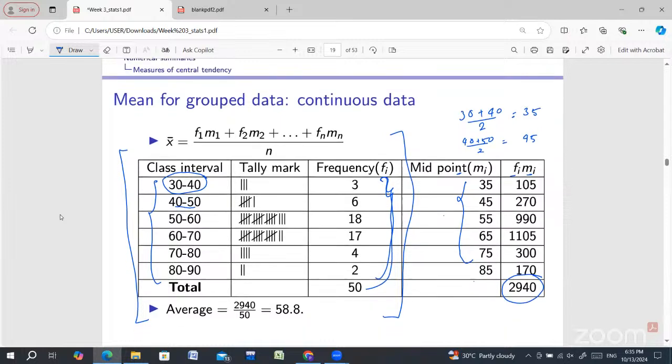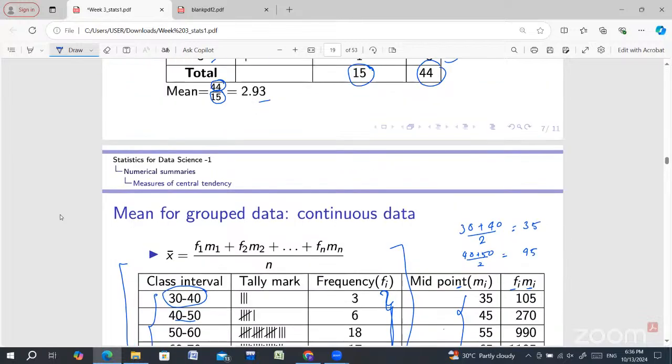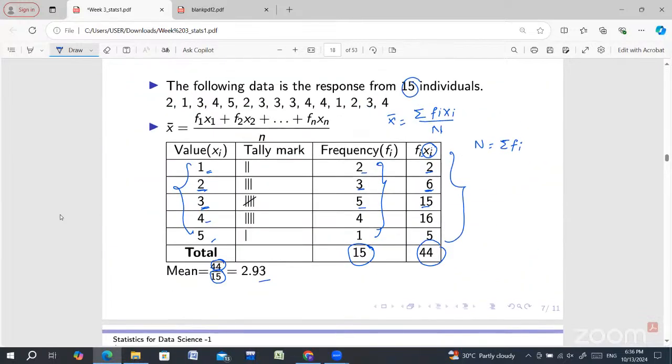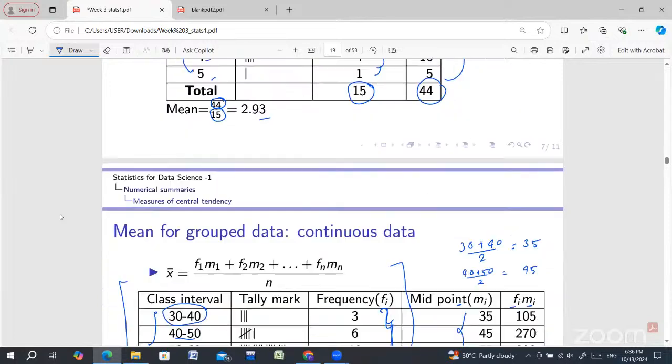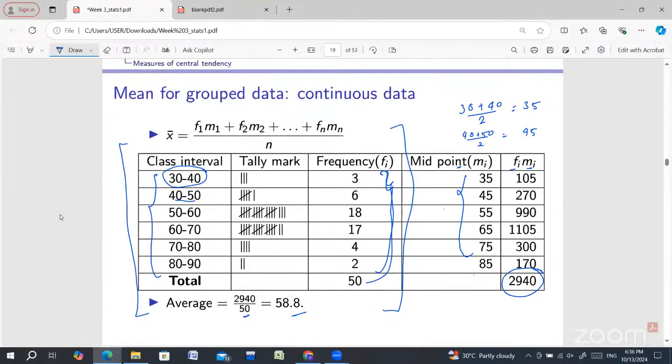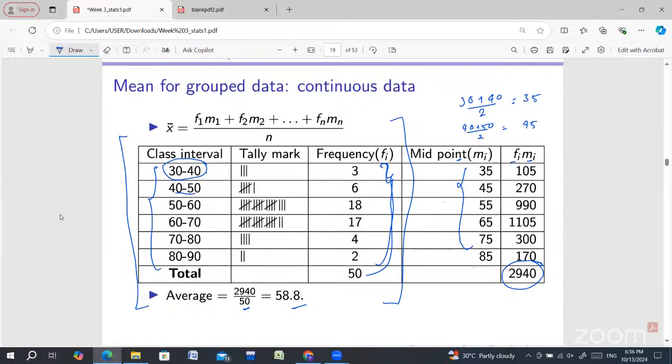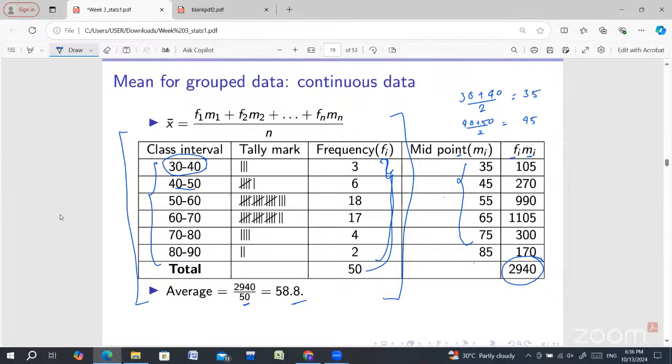So here we go. We will find this summation of fi into mi, then divide by the total number of observations. And this will give you the mean for the group data. So the only difference is that in the previous part, xi's were the distinct values, but here mi or xi is the midpoint of the class interval. Is it clear till this part?